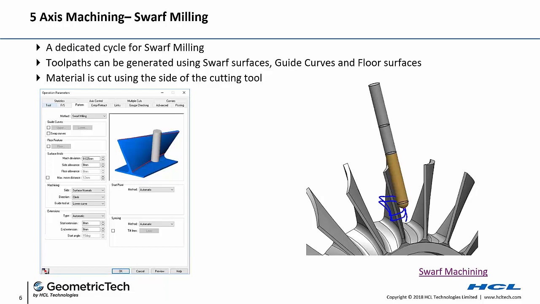You can now create these swarf milling tool paths using swarf surfaces, guide curves, or floor surfaces. And the material, of course, is then cut away using the side of the tool. For those of you not familiar with swarf cutting, this is where we use the side of the tool to machine surfaces. So this is great new technology that's been added. You'll see here where it's been added to the pattern tab. So we now have a new swarf milling selection that's under the pattern tab.